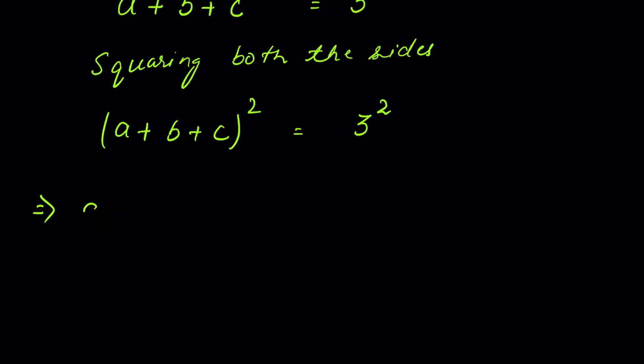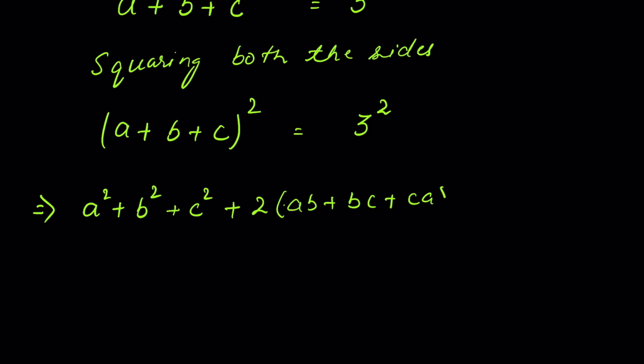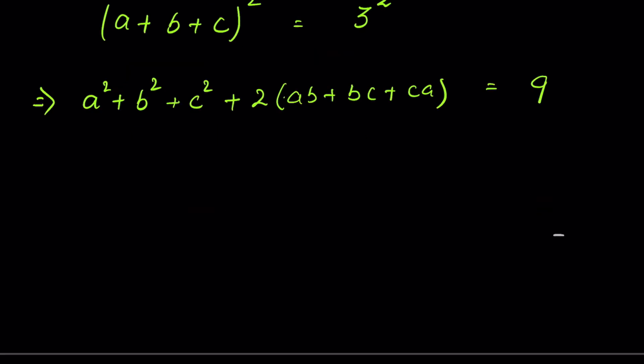This will be a square plus b square. The algebraic expression for a plus b plus c whole square is a square plus b square plus c square plus 2ab plus 2bc plus 2ca. So we take 2 as common and write like this, is equal to 9. And given in the question a square plus b square plus c square is 3.